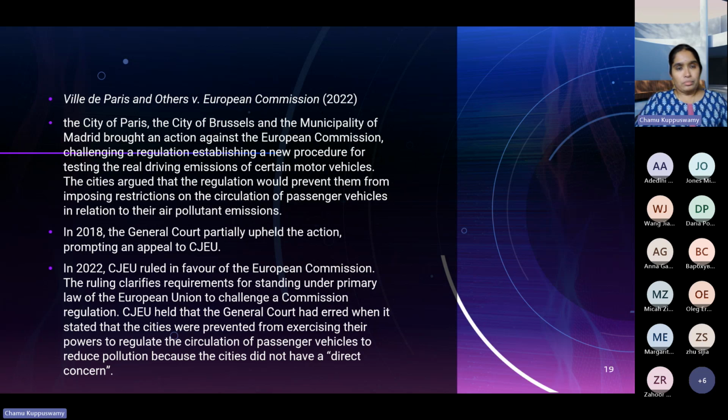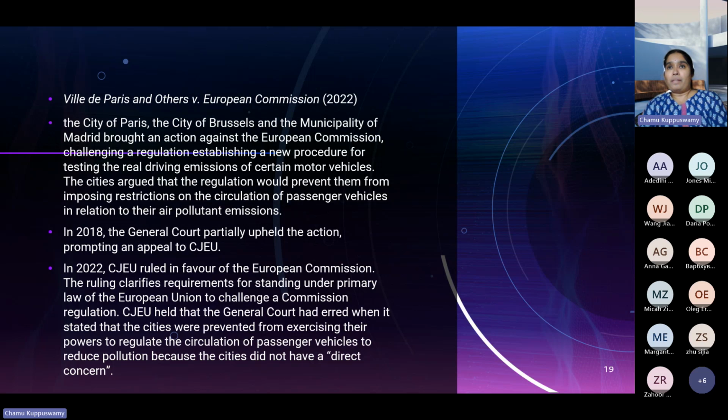Coming closer home, this is the City of Paris and others versus the European Commission. Okay, so they are against the European Commission at the court of the European Union. This is a 2022 case. This is a case brought by subnational parties, the City of Paris, the City of Brussels, and the Municipality of Madrid. They bring an action against the European Commission.